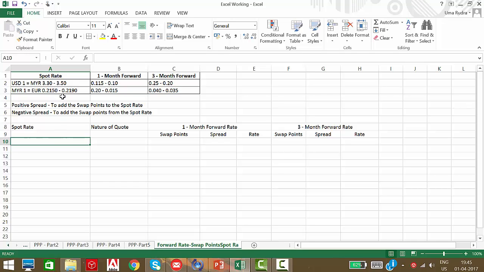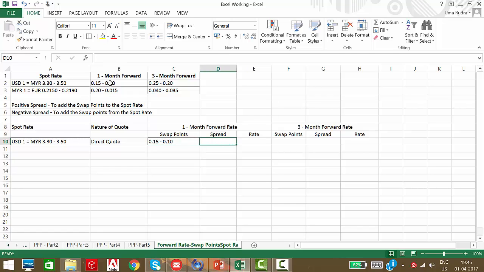Now let us see. Spot rate is USD 1 equals Malaysian ringgit 3.30 and 3.50. So what is this quote? These quotes are available in a bank in Malaysia, which means Malaysian ringgit is the domestic currency. So US dollar would be my foreign currency in respect to Malaysian quotes. So it is a direct quote: 1 unit of foreign currency is expressed in domestic currency. Swap points are given, I'm sorry, it is 15.